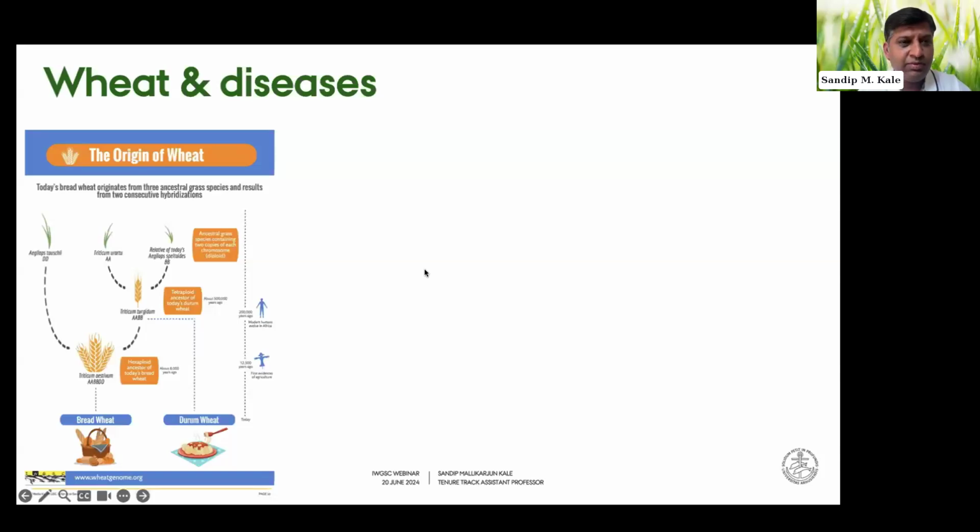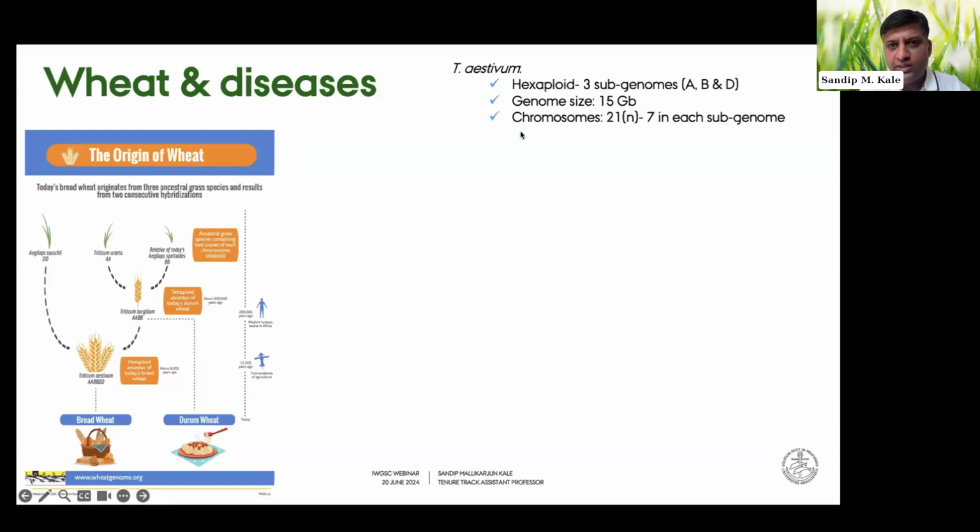I think there is no need to give more introduction, but just to start with, I got this picture from the International Wheat Genome Sequencing Consortium, which shows the evolution of wheat. As you know, wheat is a hexaploid crop, which was derived from diploid progenitors by 2 rounds of polyploidization. It has 3 subgenomes, A, B, and D. The genome size is 15 GB, and in total it has 21 pairs of chromosomes, 7 from each subgenome.